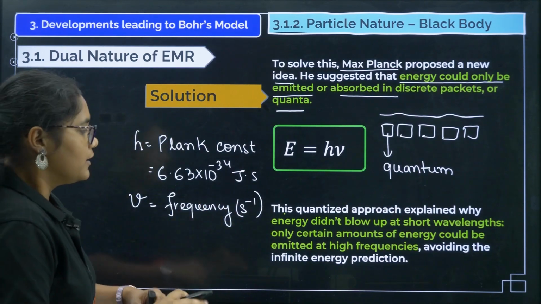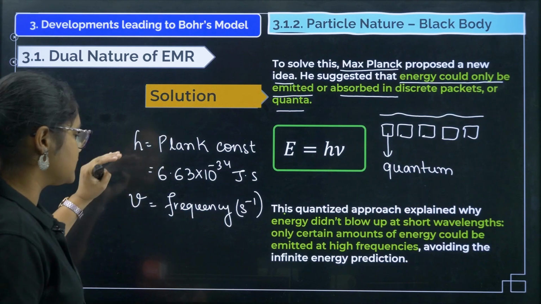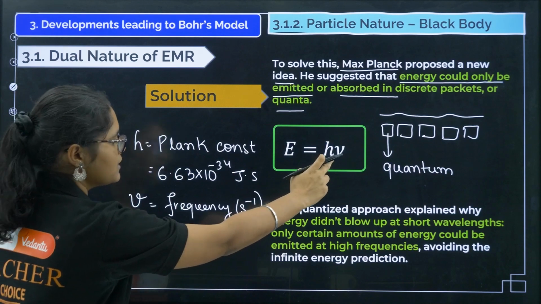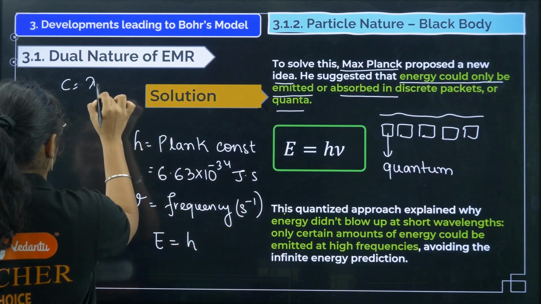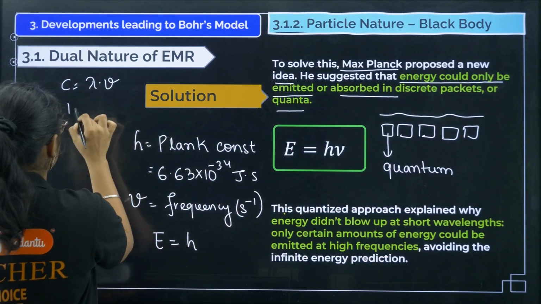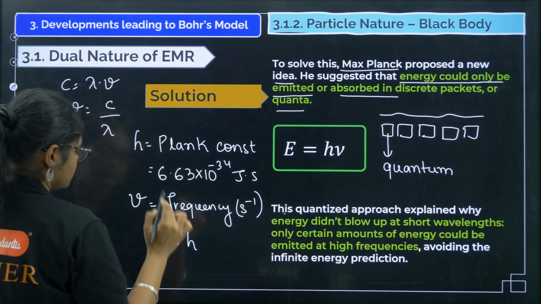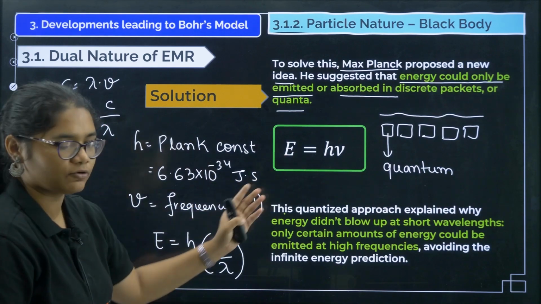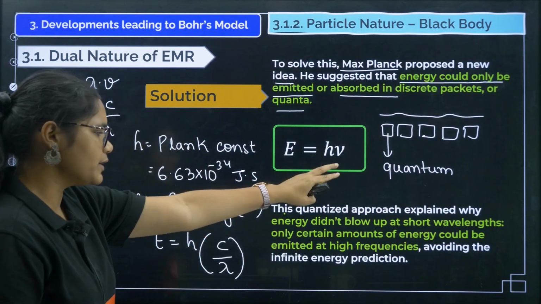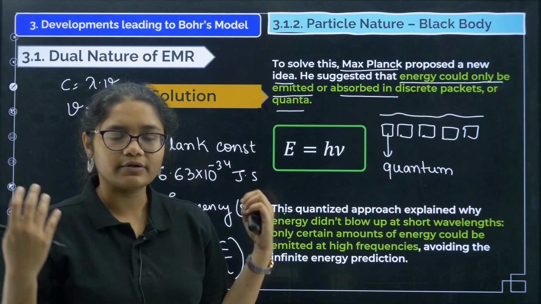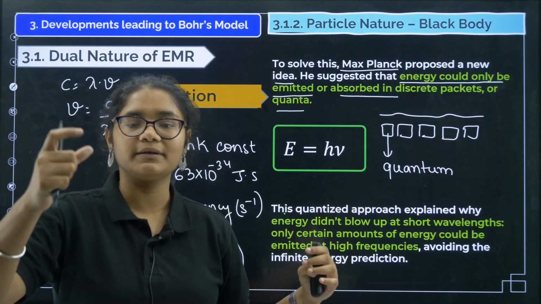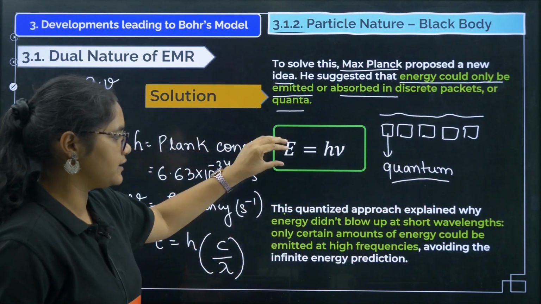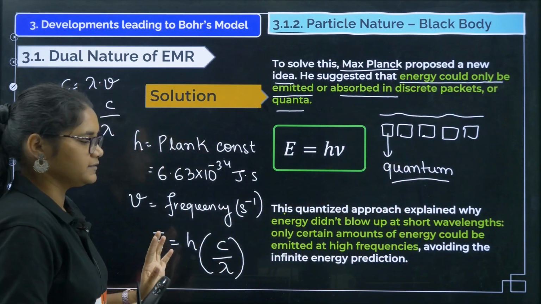This is done. Next, E is equal to h nu. Now we can write this expression with a little modification. If you remember, we have the relation C is equal to lambda into nu. So if I want to write nu, that will be C by lambda. So we will get E is equal to h C by lambda. This expression can also be derived from here. Getting it? What did Planck say? That you cannot release energy in this way. Energy can only be released in packets. Each packet of energy is called a quantum, and the formula to calculate the energy of each quantum is like this.